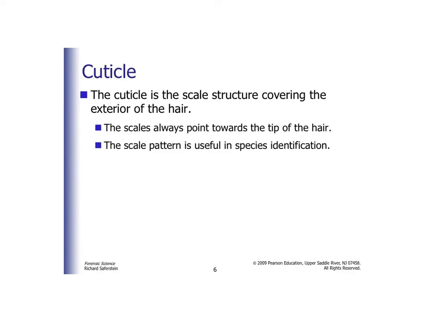Now, one thing is, by looking at the cuticle, even if you only get a little piece of the hair, not the full hair, you can tell what direction the hair was growing, because the scales always point towards the tip. That's one interesting thing, you can always tell because they will point towards the tip as it grows. So even if someone cuts their hair, they'll be able to tell one end from the other.